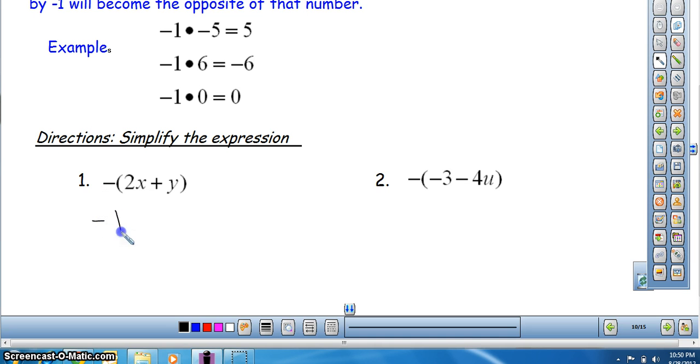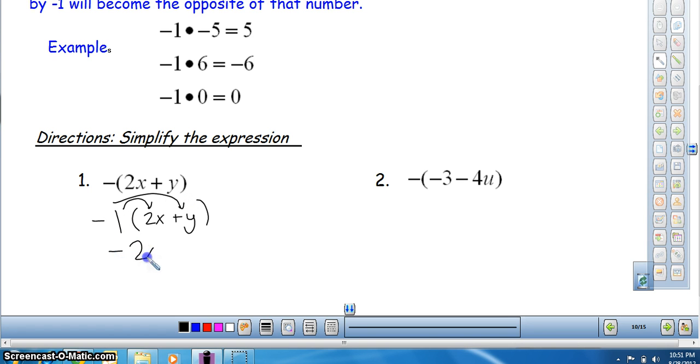It really means -1 times 2x plus y. Remember, as you multiply by -1, it changes everything to the opposite. So as we look at this, we are going to have a -2x plus a -2y. Taking no -2y, just -1y, my fault.